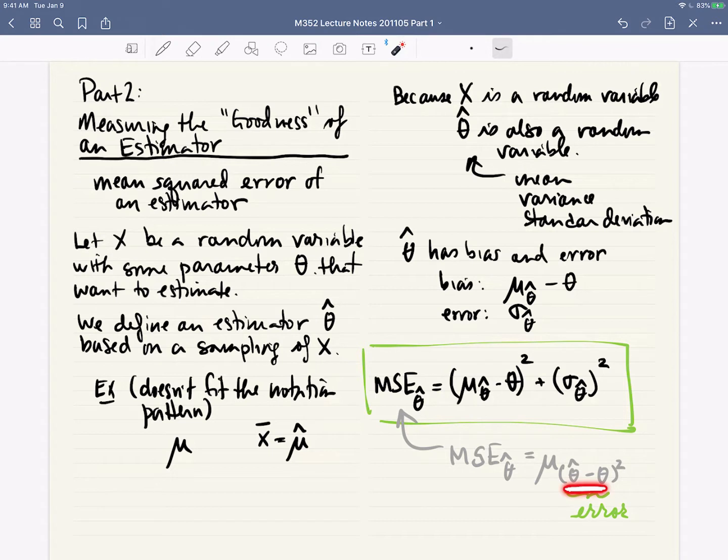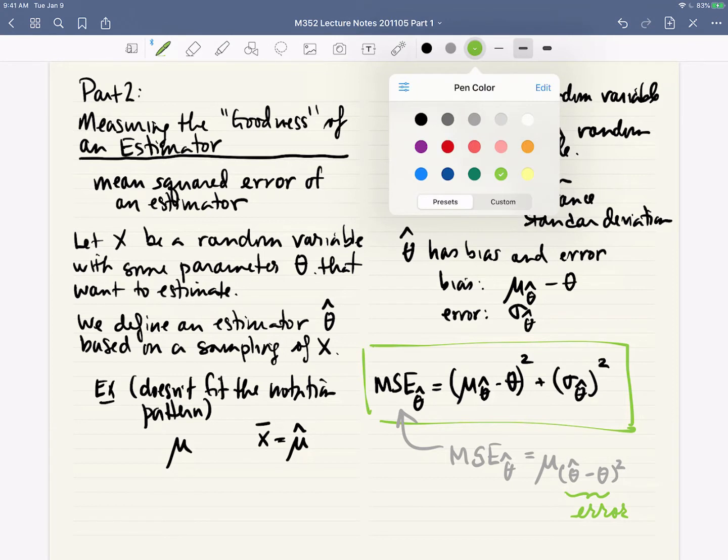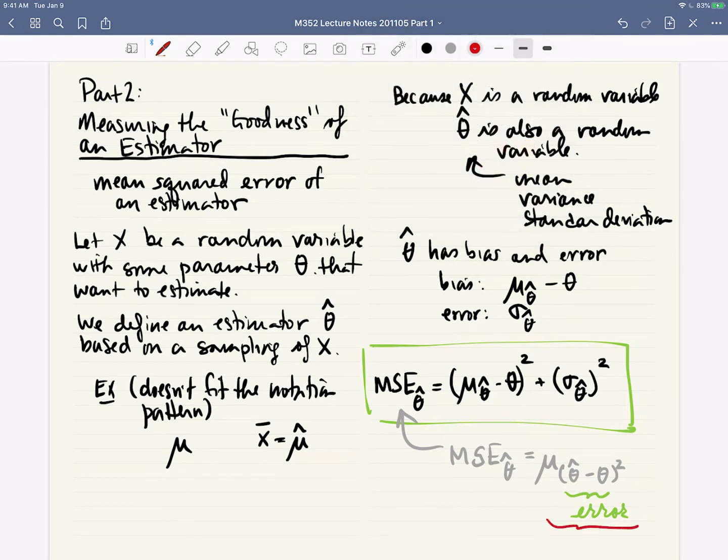This difference here is the error, right? It's the difference between our estimate and the parameter. That's the error. You square it, so that's the squared error. Let's write that in here for emphasis. This whole thing is the squared error. And then you're calculating the mean of the squared error. MSE, mean squared error. This formula is just easier to work with. So let's play with this a little bit and see how this works with given estimators.